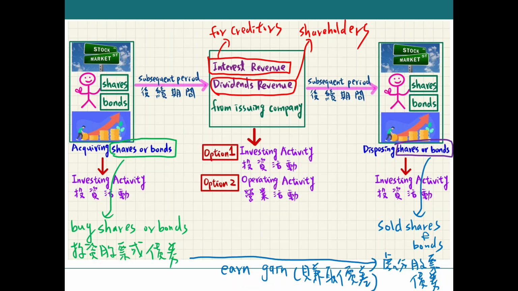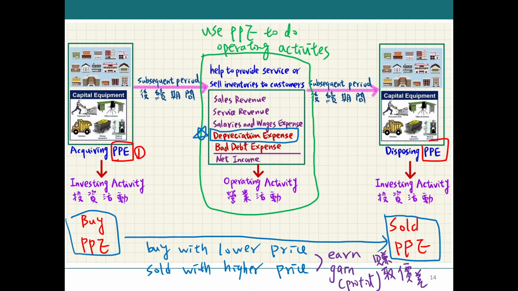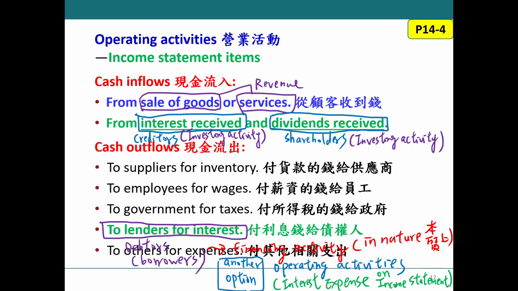Okay. For creditors, for shareholders, you could earn the interest revenue, dividends revenue. So you can get the cash, right? Which activities it is? Investing, right? So don't forget, usually in nature, you should put it into which part? Investing activities, right? So we've mentioned this right here on your slide 12 here, right?